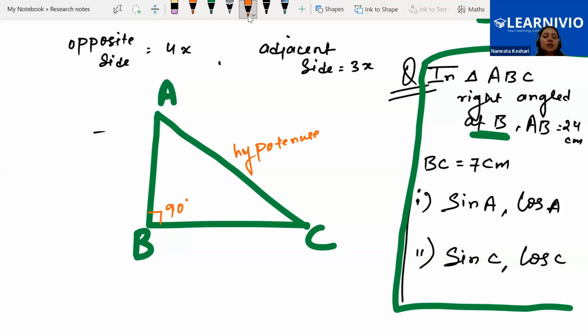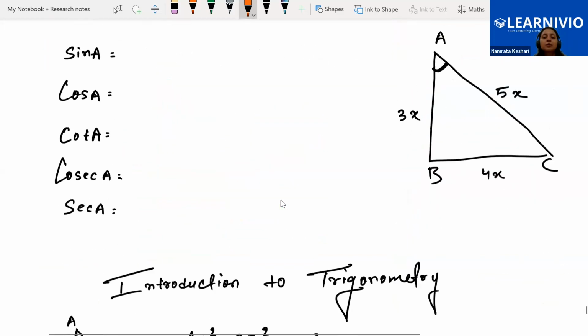Now AB is given as 24 centimeter. BC is given as 7 centimeter. Sine A we have to find. Sine formula is, what is the formula for sine?